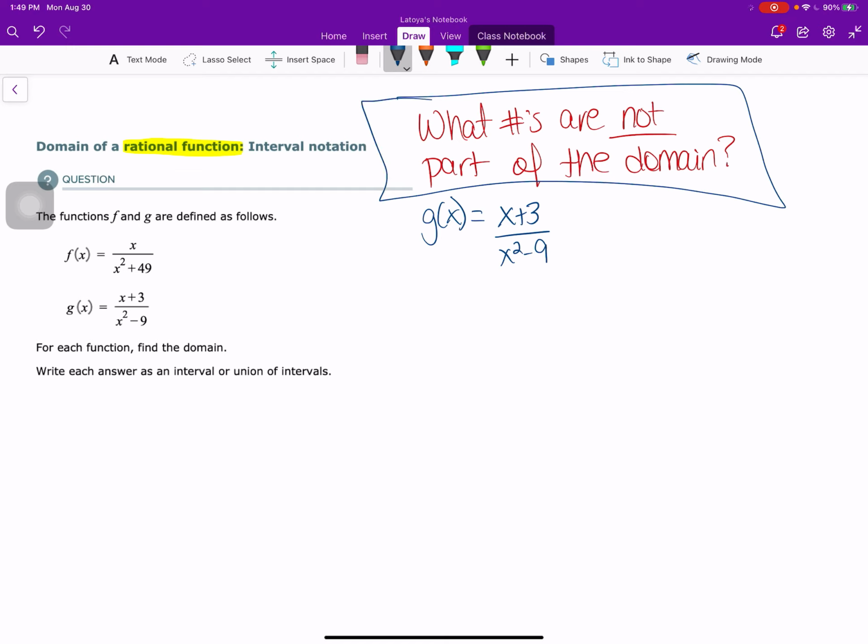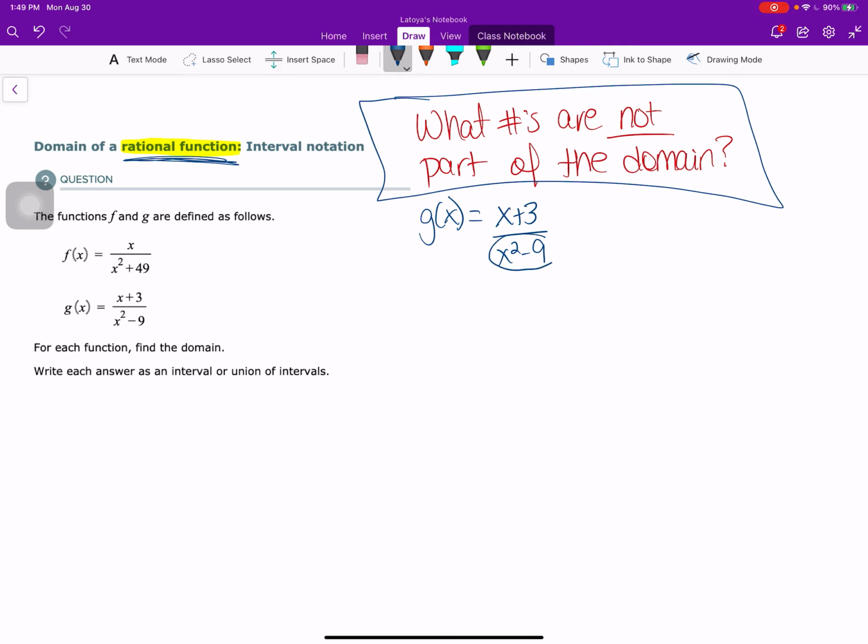When we're finding our domain, I like to ask ourselves what numbers are not part of the domain. In other words, what numbers can I not use? This is for a rational function, okay? So what we want to do is look at this rational function, at our denominator. We want to ask ourselves, what values can we not substitute into that denominator? I'm not looking at my numerator. I don't really care what I substitute into that numerator.